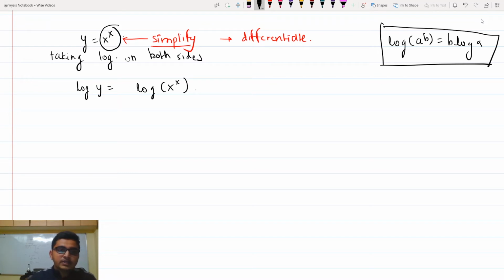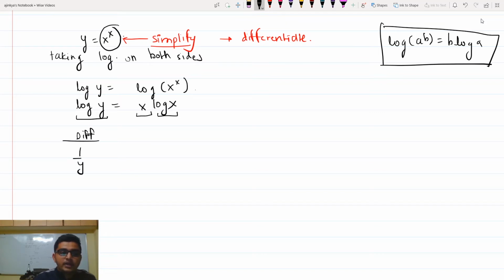So this is a basic formula which everyone needs to understand. So here we can simplify this as x log of x, and now you can see that this is nothing but a product rule question, which is u times v, and this is nothing but a chain rule. So now we will differentiate on both sides. So differentiation of log y will be 1 upon y times dy upon dx, and what we are looking for in this question is dy upon dx.